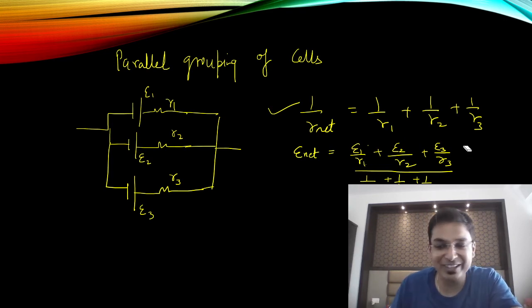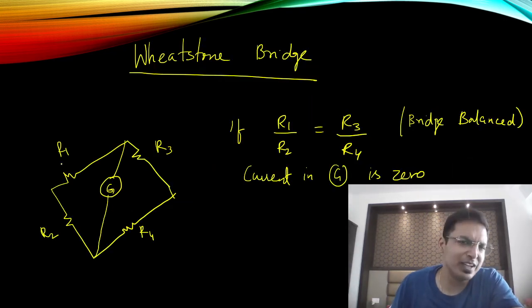Are you all noting with me? Yes. Wheatstone bridge, R1 upon R2 equals R3 upon R4. Then the current in the galvanometer is 0. Simply you can remove this wire. So this is the condition for Wheatstone bridge.